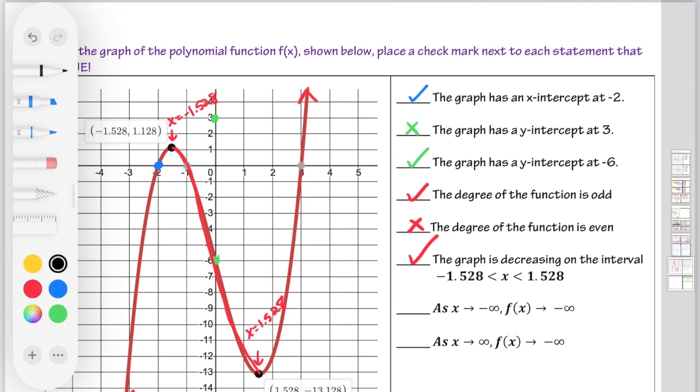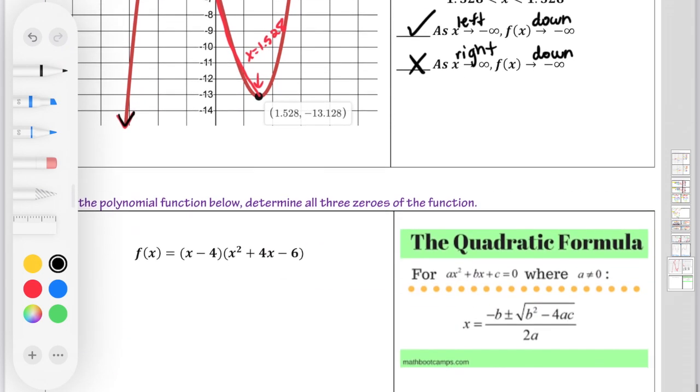Now we've got some end behavior statements to figure out. It says as x goes to negative infinity, f of x goes to negative infinity. So that would mean on the left side, y is going down. And it is. The arrow is pointing down on the left. So yes. And then it says as x goes to positive infinity, so the right side, f of x is going to negative infinity. So y is going down. That is not true because it's going up on the right side. So that is not correct.